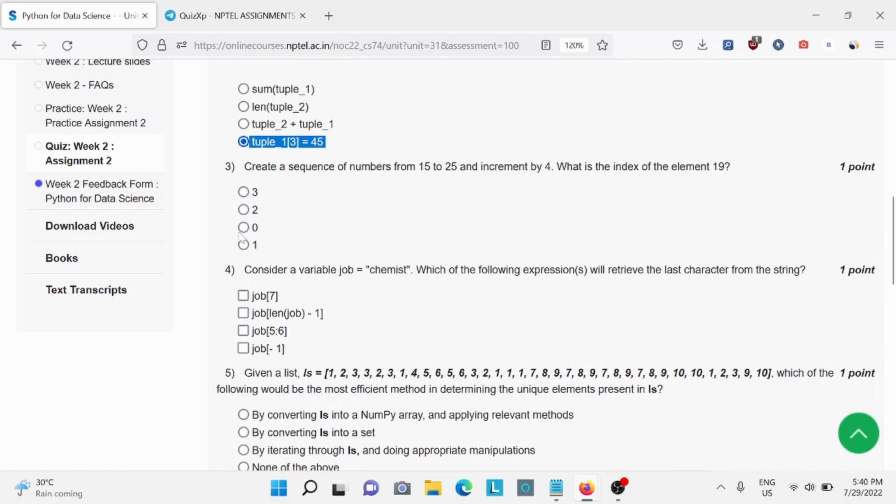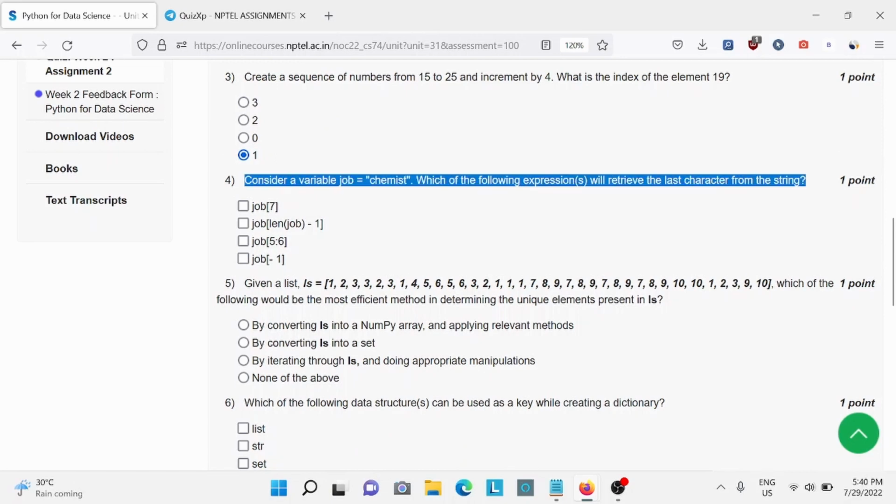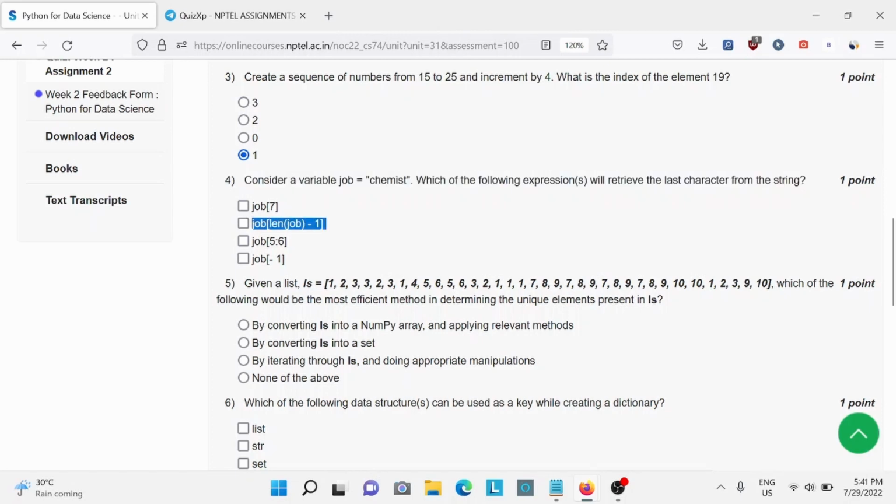Question number 3. Create a sequence of numbers from 15 to 25 and increment by 4. What is the index of the element 19? For this, option D is the right answer. Question number 4. Consider a variable job. Which of the following expression will retrieve the last character from the string? For this, option B and option D is the right answer.